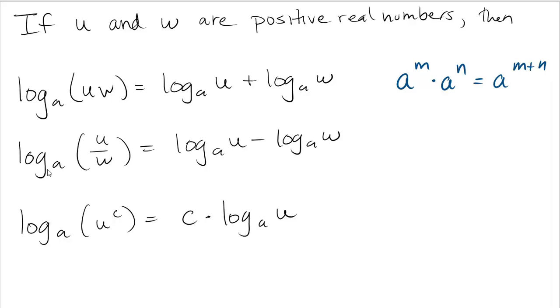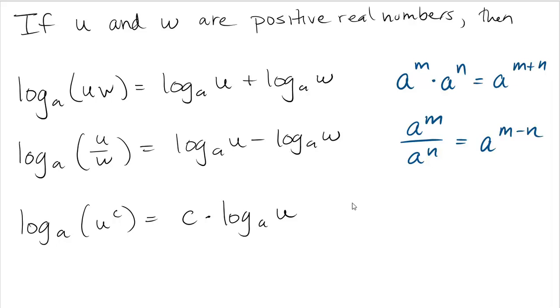The second rule in our list says log base a of u over w is log base a of u minus log base a of w. Again, we have a related exponential rule. We know that if we divide two exponential expressions with the same base, we can rewrite that as a single exponential expression if we subtract the exponents. Here we're subtracting two logarithms with the same base and consolidating by dividing the inputs. Again, kind of the reverse procedure because these are inverse functions.